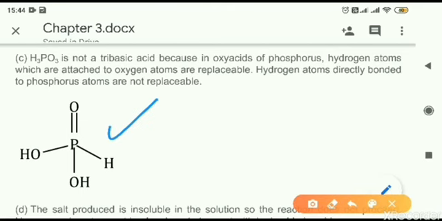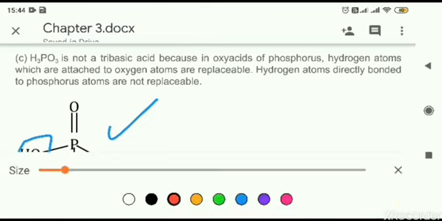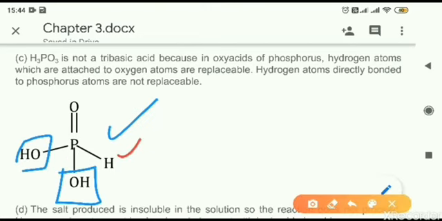In this structure you can see two hydrogen atoms are attached to the oxygen atom, and one hydrogen atom is attached to the phosphorus atom. Basicity is dependent on the number of hydrogen atoms which are attached to oxygen. So how many are attached to oxygen? Here there are 2 only. That means 2 hydrogen atoms will contribute to the basicity.